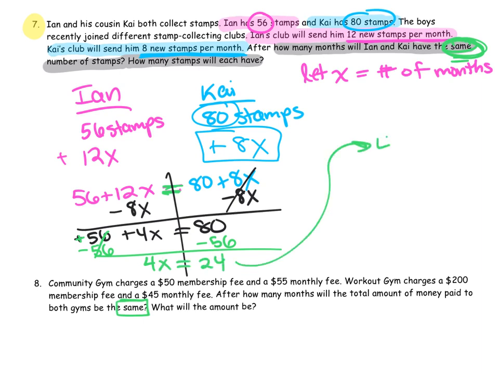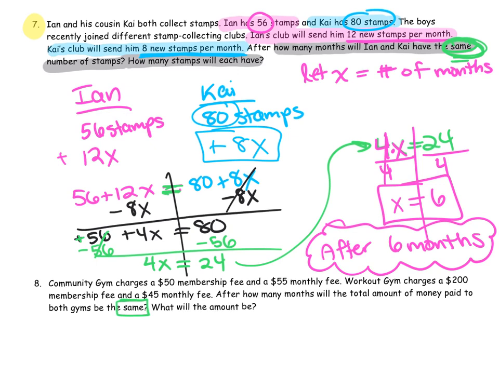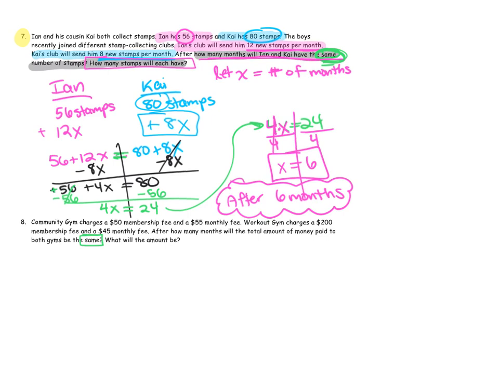We're almost there. 4x equals 24. The operation between the 4 and the x is multiplication. To undo multiplication, we're going to use the division property of equality, and I'm left with x equals 6. So it's after 6 months. Now, that only answers one part of the problem. It says after how many months will they be the same? After 6 months. The question says how many will they have? Okay. So we know it's after 6 months, but how many will they have after 6 months?